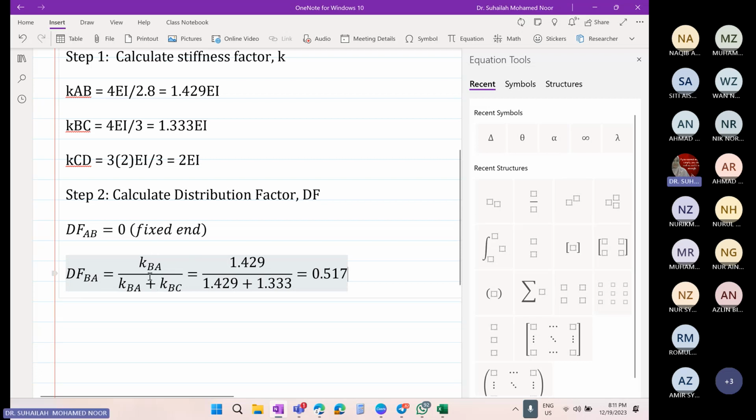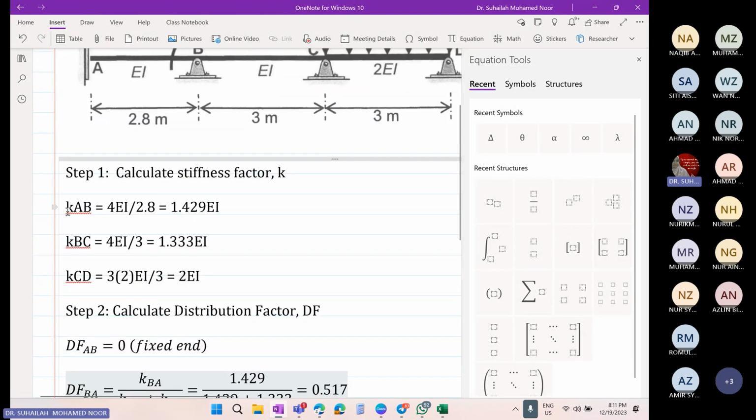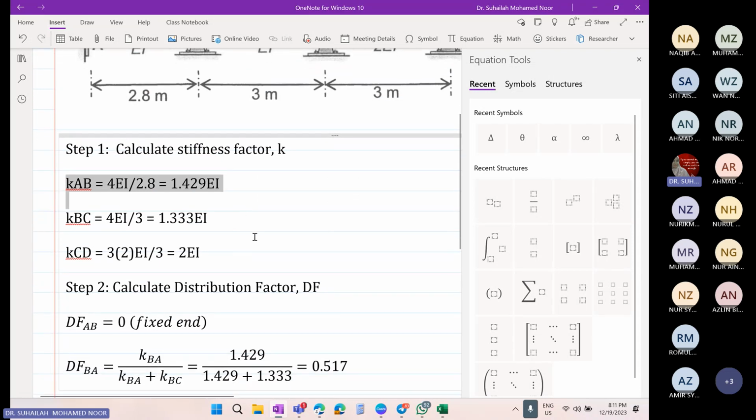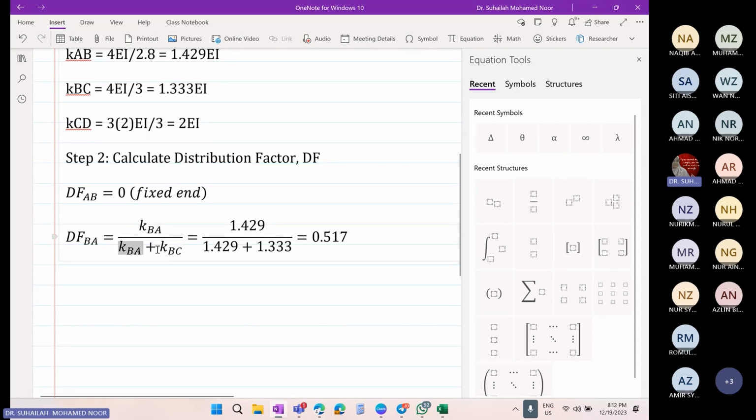So for the distribution factor, the formula is K for member divided by K for joint. For member AB, but we want at B, BA: KBA divided by KB. KBA is 1.429, which we get from KAB because it is the same member. We have to divide by KB, which is BA and BC, so 1.429 divided by 2.762.